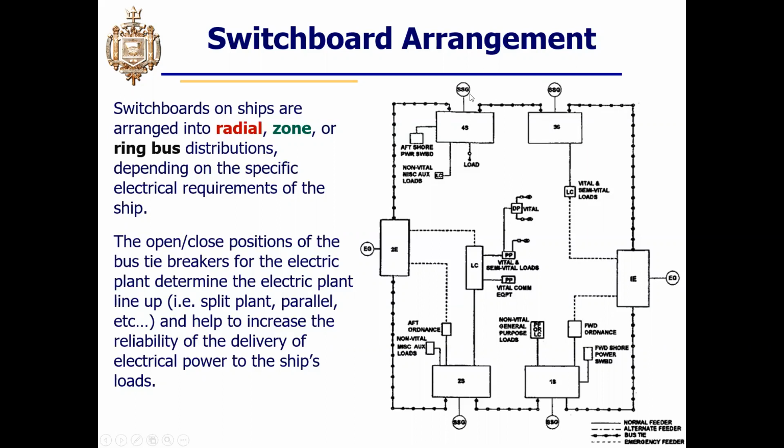So that's what they mean by split plant operation, where your port buses and your starboard buses are separated from one another, or opened by a circuit breaker. Now you could argue that you lose perhaps reliability of having two power supplies feeding it in parallel, but at the same time, you increase reliability through fault separation.